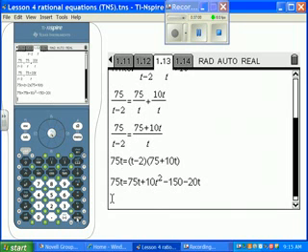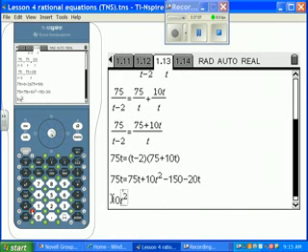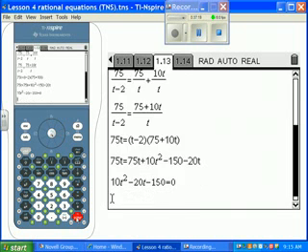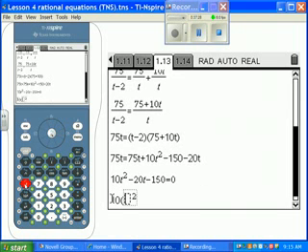Now look, I have a 75t on each side. What is that going to tell me? They cancel out. So I'm left with 10t squared minus 20t minus 150, and that's set equal to 0. Now we factor. Do I have a GCF? Maybe. 10. Yes, I lied. Yes, you did. You said no to everyone.